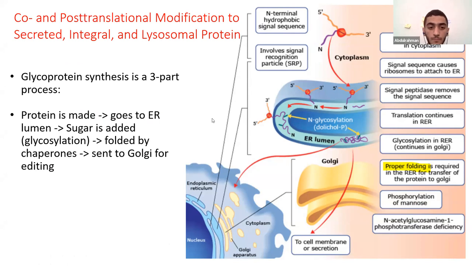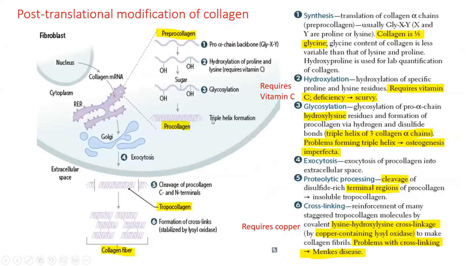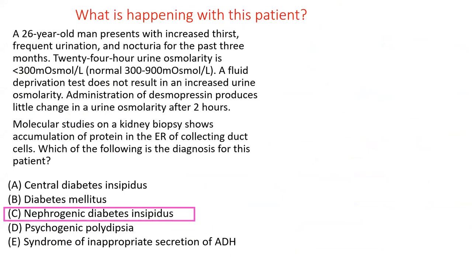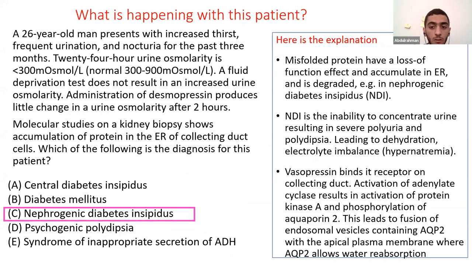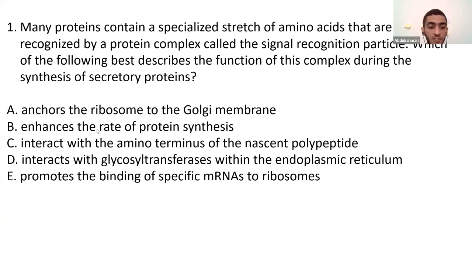Okay, I get it now. Thank you. Of course. Okay, so for the first question, the answer is C. Interacts with amino acid terminus of the nascent polypeptide.